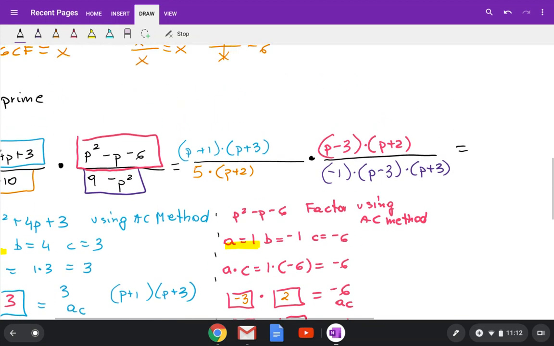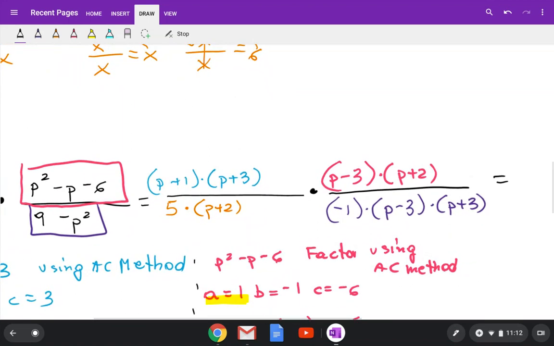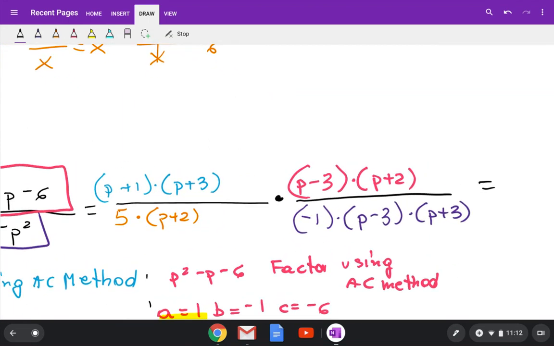Okay, so let's look right here. We have multiplication of two rational expressions. Everything is in factors. So now I'm ready to cancel. Cross the factors which repeat on the top and on the bottom. So p plus 1, it's only on the top, so we're keeping it. P plus 3 is on the top, but also on the bottom, so cross them out. Now I'm moving to p minus 3. It's on the top, but also on the bottom, so we're ready to cancel. And then you have p plus 2. It's on the top, but also on the bottom, so we cancel.